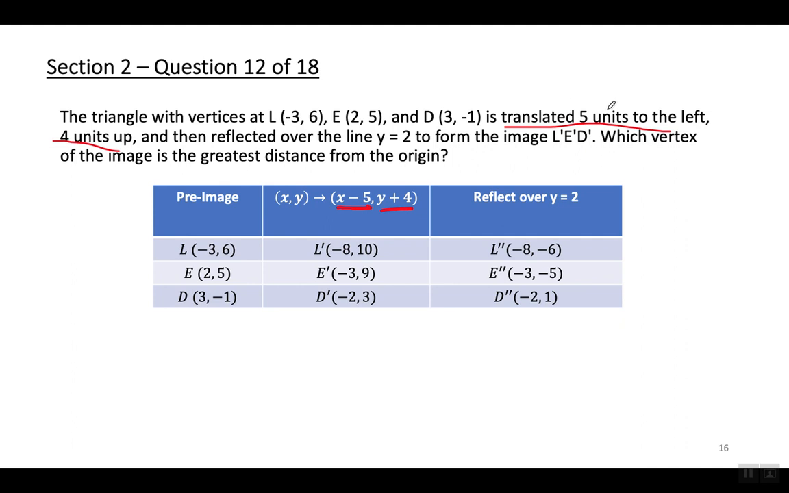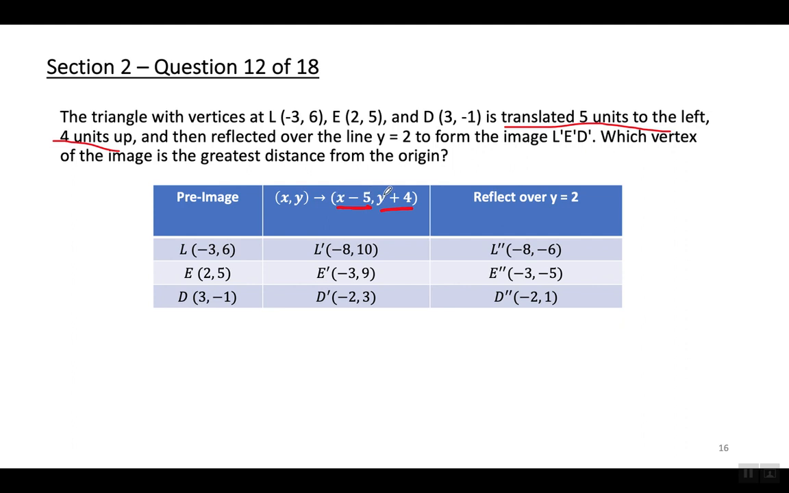La primera es trasladarlo 5 unidades para la izquierda y 4 unidades para arriba. Recuerden que el coordinado de X controla el movimiento derecha e izquierda, así que si se mueve para la izquierda 5 unidades, se tiene que restar 5 al coordinado de X. Si hubiera sido para la derecha, se suma 5.